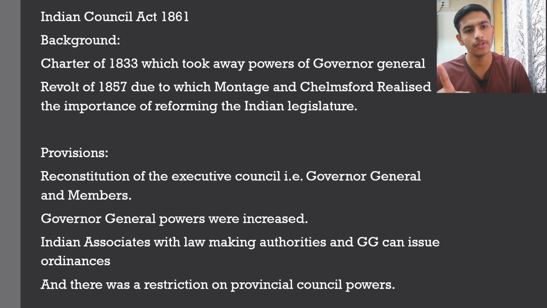What were the provisions of this Indian Councils Act? First, the Executive Council was reconstituted entirely, where the Governor General and the members who were his associates and would be helping him were reconstituted. Then the powers which were taken away by the Charter of 1833 were given back to the Governor General. Third, Indian associates were given law-making powers, and the Governor General could issue ordinances. Ordinances basically means bills, but the entire power still lay with the Governor General only.